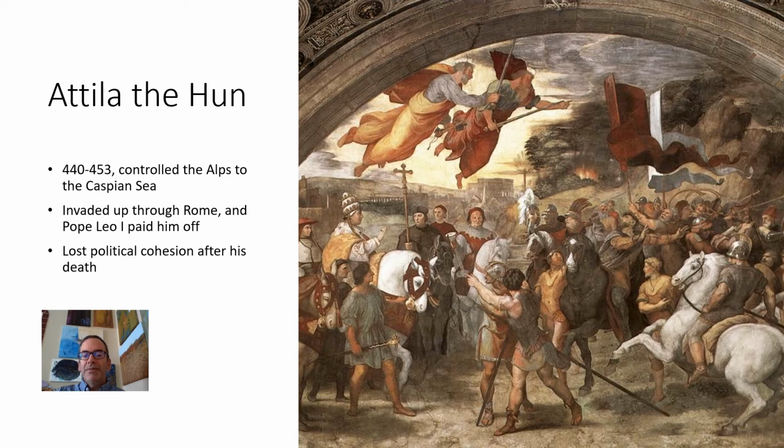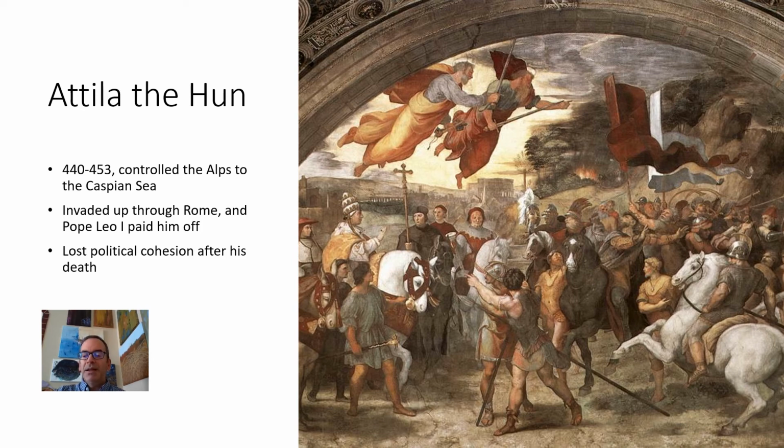And then, of course, you've got probably one of the more famous people from late antiquity, Attila the Hun. So the Huns had been in this area for quite a while. We've talked about how they were coming down. And in 440 to 453, you've got Attila controlling a massive amount of territory. And he comes into the northern part of Italy. And you've got a very famous example where Pope Leo I actually pays Attila money to leave. And this is fairly common.